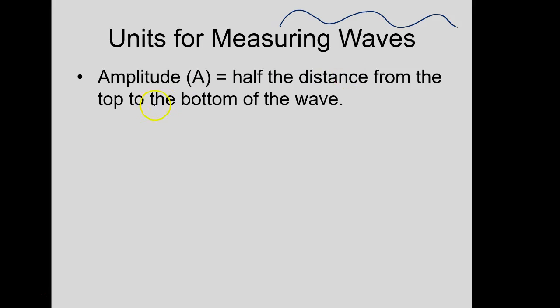Amplitude is half the distance from the top to the bottom of the wave. So if you ever listen to AM radio, that's amplitude modulation. They're adjusting how tall the wave is.